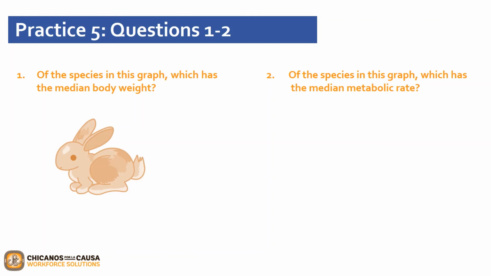All right, question 2. Of the species in this graph, which has the median metabolic rate? Similarly, the graph shows that the rabbit has the middle metabolic rate of the 7 species in the graph. As you can see, you're really, again, just looking for that middle number among the entire set of data that you're provided, which makes it a little bit easier. You can now take this time to pause the video to complete the remainder of the questions. Go ahead and click play when you're ready to continue.